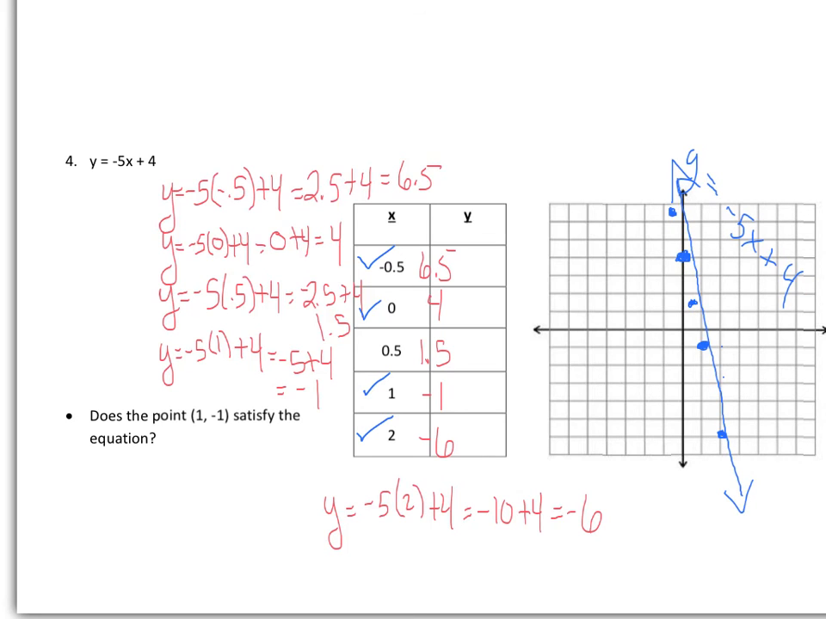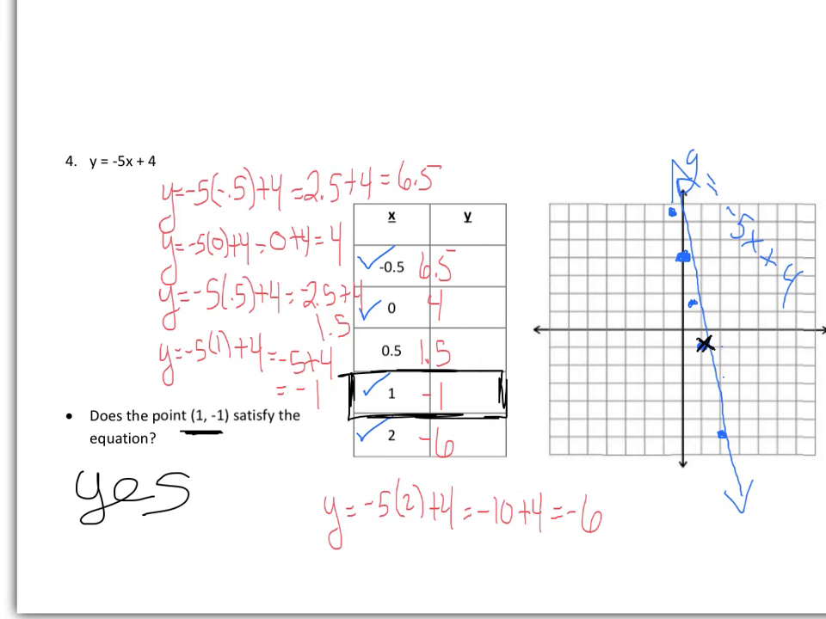Finally, I have to decide if the point 1, negative 1 satisfies the equation. 1, negative 1 is in my table. I can also look. It is on my graph, where it's not the part where I put the x, so it does satisfy the equation.